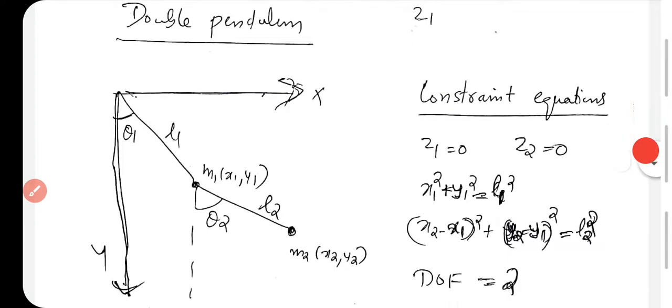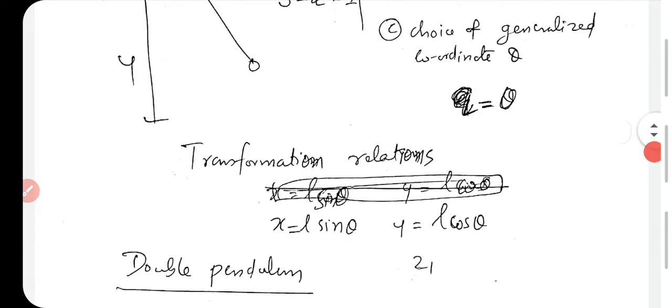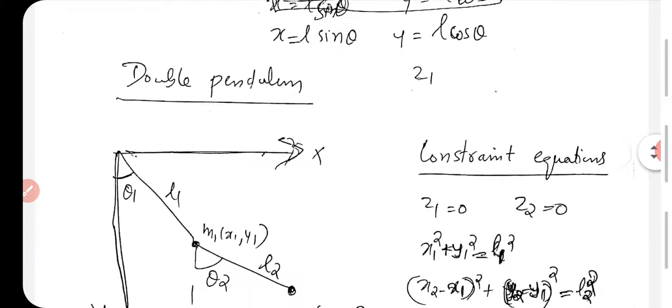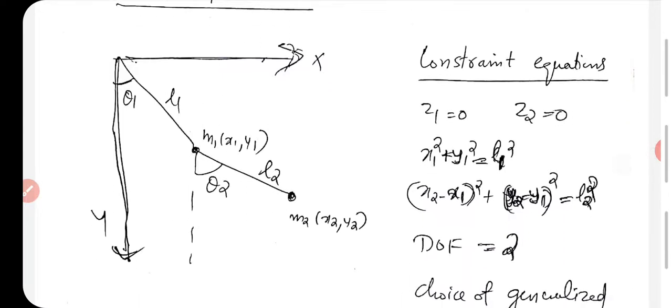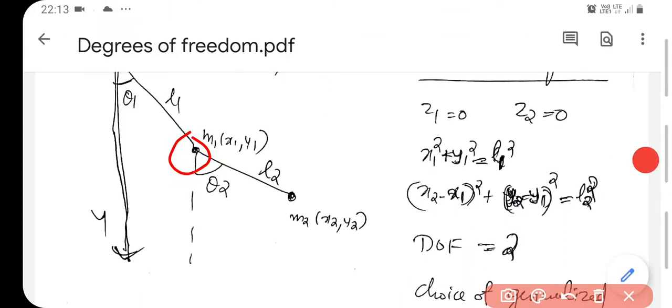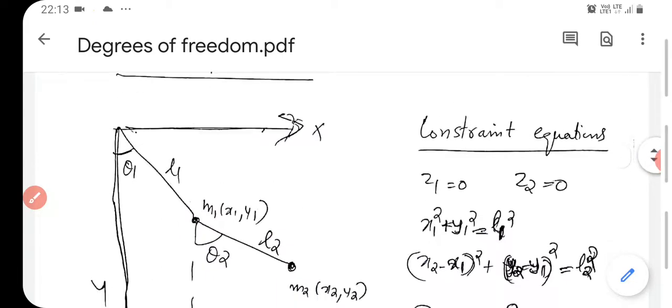And if I take a double pendulum, this is an interesting example. Here we have two particles, two bobs.